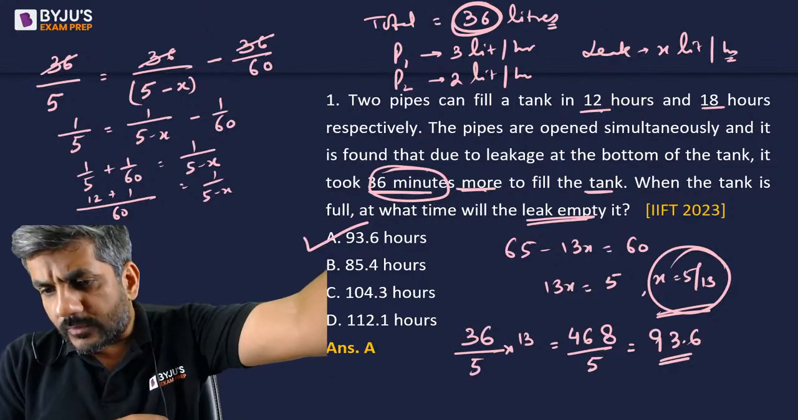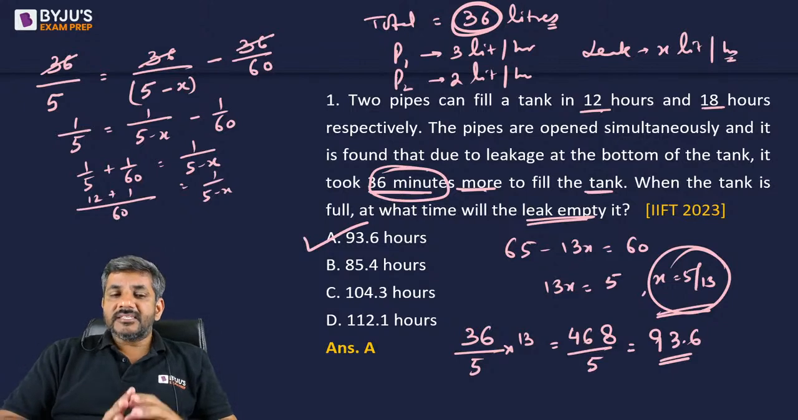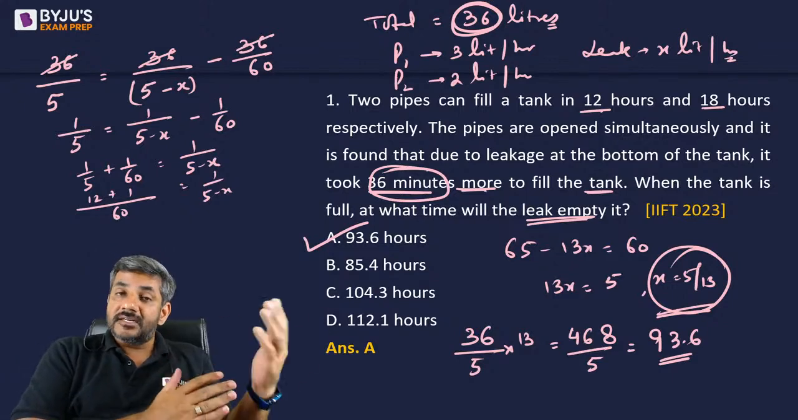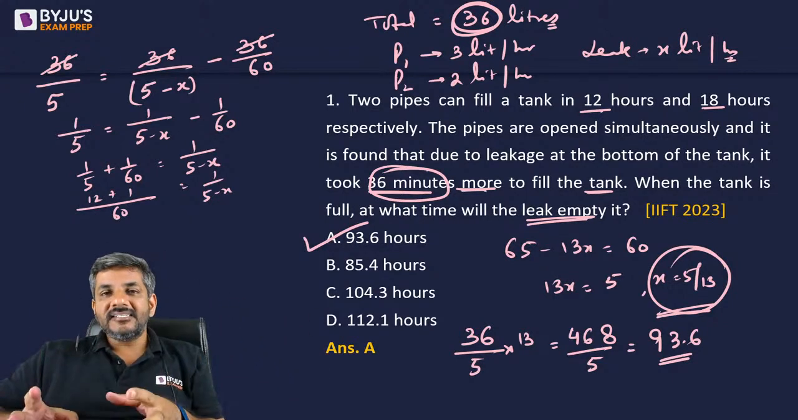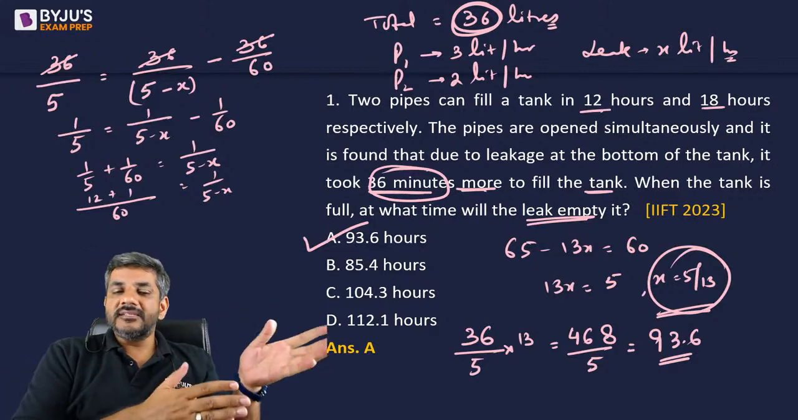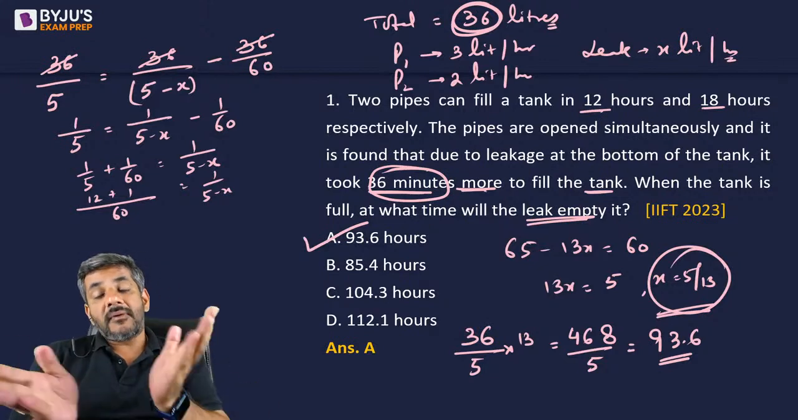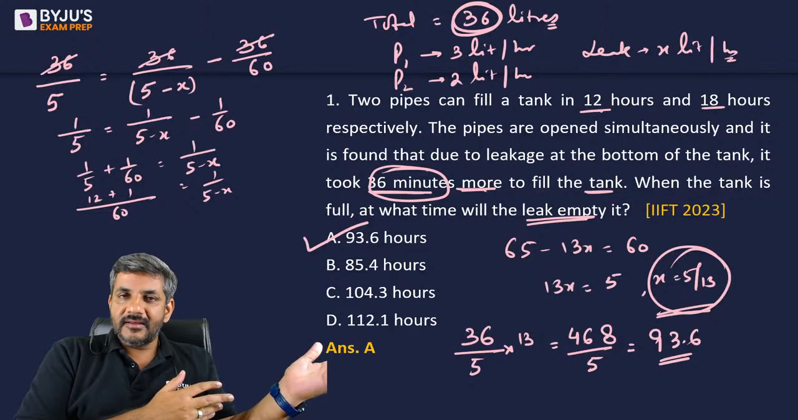Sri Harsha has a question. Sir, 36 minutes more, so it should be added now. Sri Harsha, yes, it would be added, but on the left hand side then. The right hand side is 36 minutes more than the left hand side. So either you can say left hand side plus 36 minutes is right hand side, or right hand side minus 36 is the left side, right?